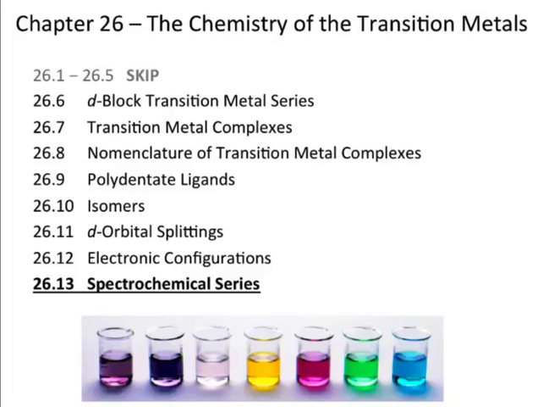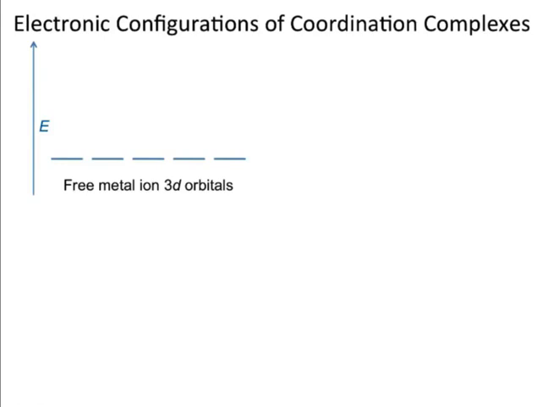Hello, in this video we will talk about the spectrochemical series, and this is really a continuation of the previous video on electronic configurations. So let me summarize the previous video first. When you have a neutral metal, like a solid hunk of metal, you have both the 4s and the 3d if you're in the first row. If you're in the second row, you'll have the 5s and the 4d, and so on. So first row transition metals: 4s, 3d.